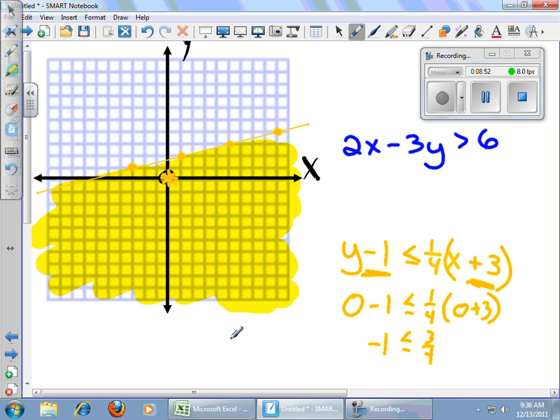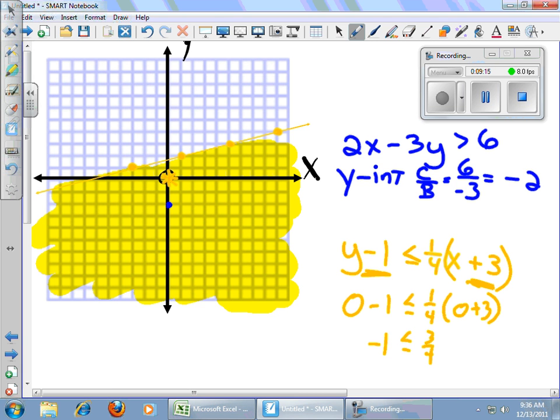This one's in standard form. So I know that the y-intercept can be found by doing c divided by b. In this case, that would be 6 over -3, and that would simplify to -2. So I graph the point 0, -2.